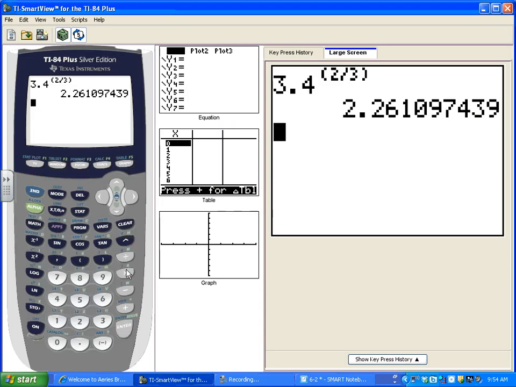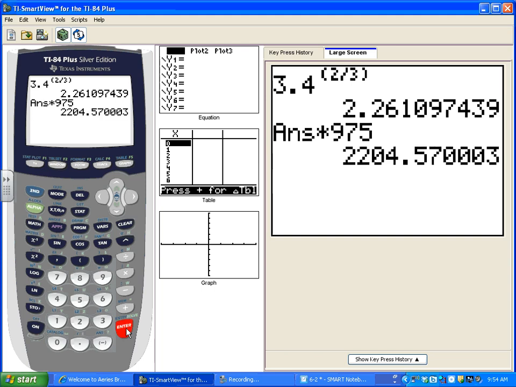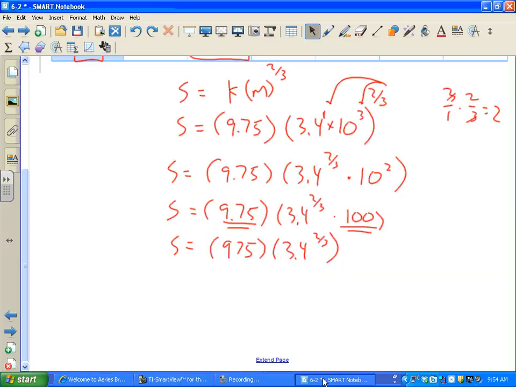So I'm just going to hit times. Remember, that's going to plug in my answer automatically. Times 975. And wham, bam, thank you, ma'am. It's about 2,204.57. So we'll write that. Remember to write your approximation. So we're going to say approximately 2204.57. And that's my surface area.